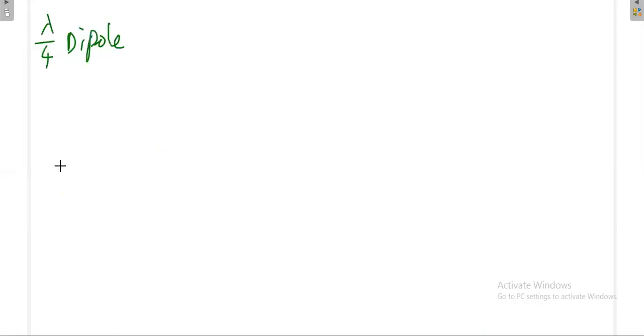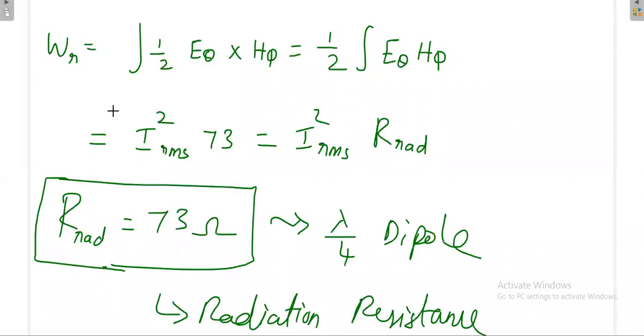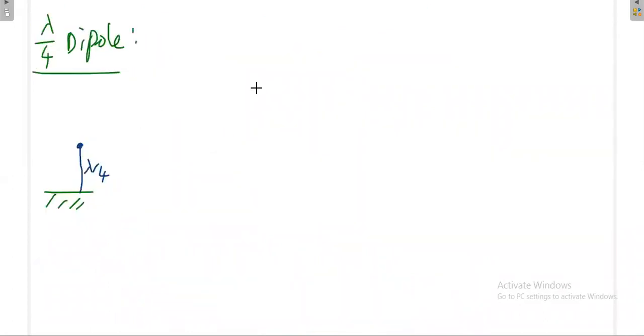In some cases we will have a dipole like this, because simply only one half of the half wave dipole, simply lambda by 4 alone, and the remaining thing is grounded. When I have a lambda by 4 dipole antenna, that means I have neglected one portion, the ground portion. I am having only 1/4, lambda by 4.